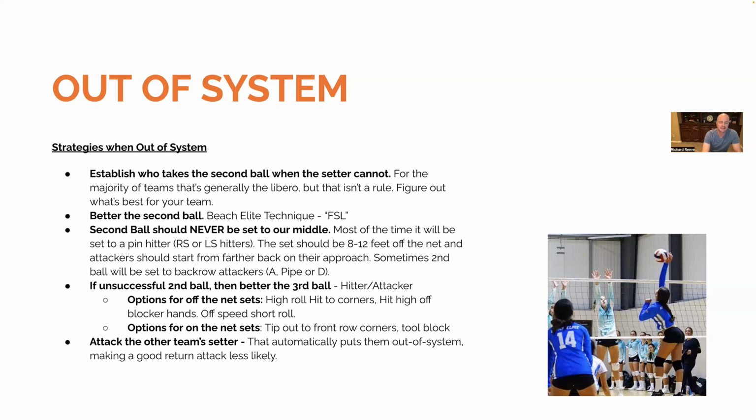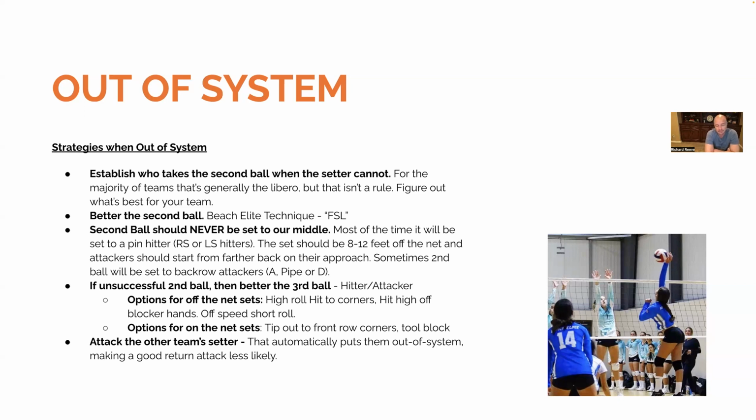Options for off the net sets. This is just my opinion, but if the set is way off the net, we're not typically, especially for youth, gonna hammer that ball straight down. We're not 6'7" players, and we're still just learning the art of hitting and snapping our wrists. So my options, I say, are a high roll hit to corners, a high hit off the blocker's hands, or an off-speed short roll, which is one of my personal favorites. I love just a nice off-speed short roll shot over the blockers.